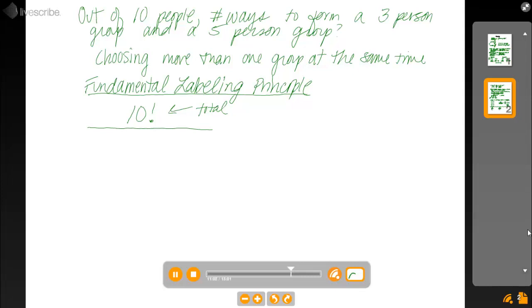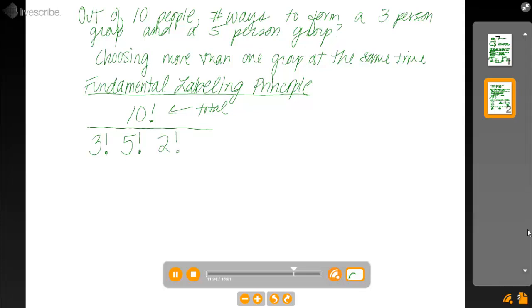So there's a 3-person group. You could be in the 3-person group. There's 3 of them, so we're going to write 3 factorial. You could be in the 5-person group. There's 5 of them, so I'm going to write 5 factorial. But there's another hidden label. What if you're not in either group? Well, then you're one of those 2 people that's not in a group.